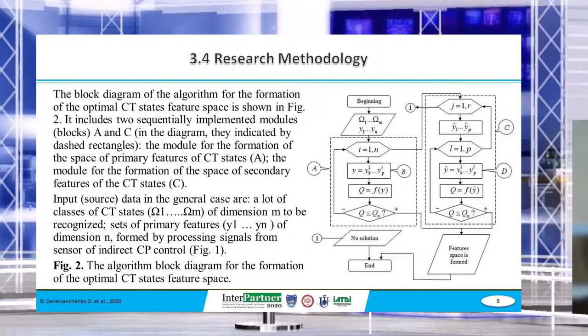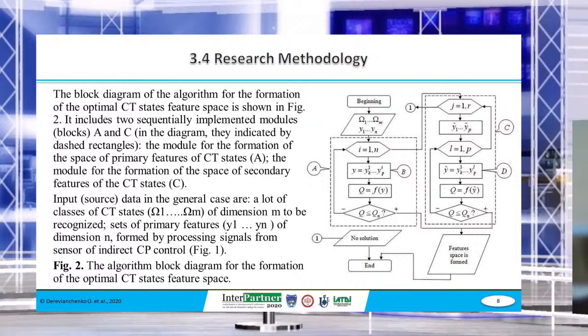It includes two sequentially implemented modules, blocks A and C. In the diagram, they are indicated by dashed rectangles. Module A is for the formation of the space of primary features of cutting tool states, and module C is for the formation of the space of secondary features of cutting tool states.